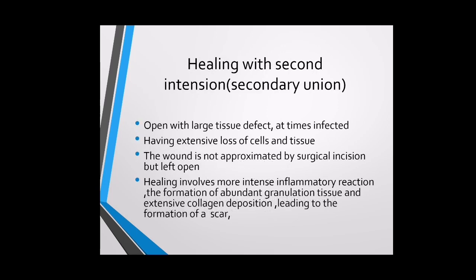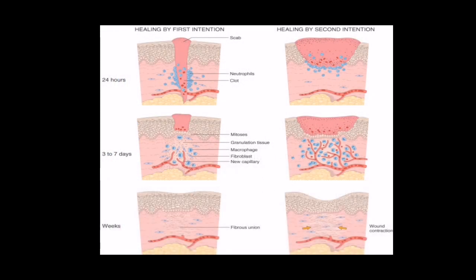Healing by second intention, secondary union. Open with large tissue defect, at times infected, having extensive loss of cells and tissue. The wound is not approximated by surgical sutures but left open. Healing involves more intense inflammatory reaction, the formation of abundant granulation tissue, and extensive collagen deposition leading to the formation of a scar. Now you can see healing by first intention and healing by second intention.